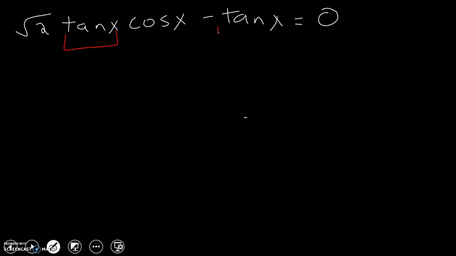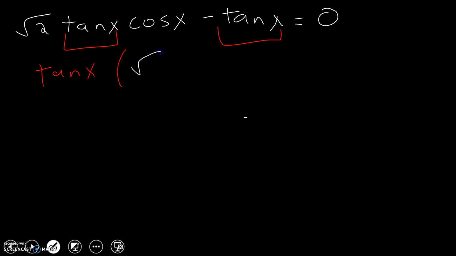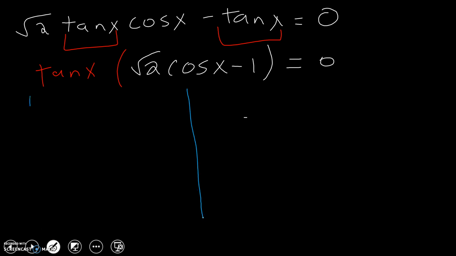But anyway, what I think when I see this equation is that we have tan of x, and what that means is that we can factor tan of x out. So if we do that, we will get tan of x times root 2 cosine of x minus 1, which equals 0. So now we can just divide this into two different parts. The first part is going to be tan of x, which equals 0.